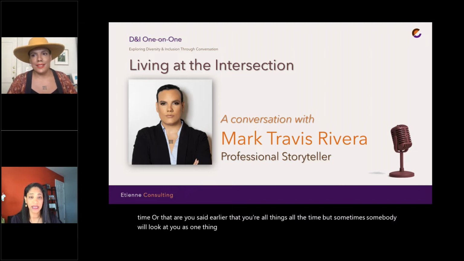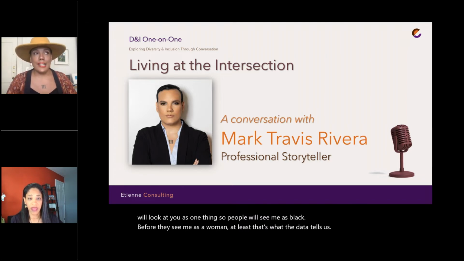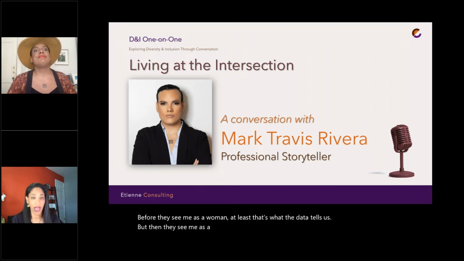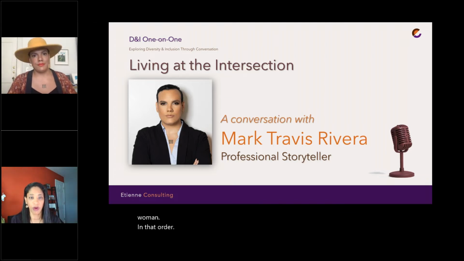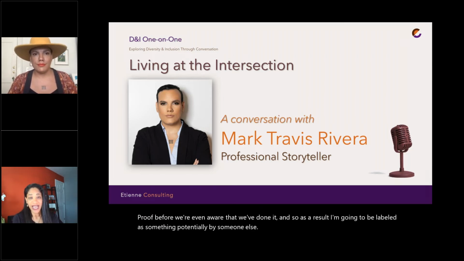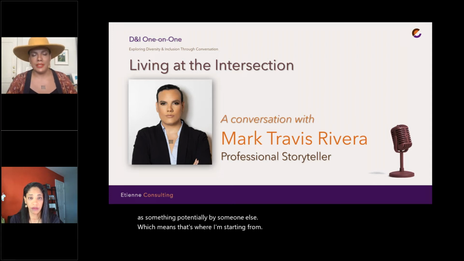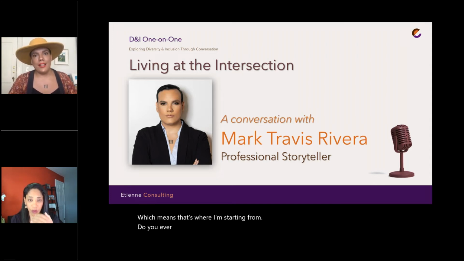So people will see me as Black before they see me as a woman. At least that's what the data tells us. And then they see me as a Black woman after that. But it's first Black, then woman, then Black woman, in that order, before we're even aware that we've done it. And so as a result, I'm going to be labeled as something potentially by someone else, which means that's where I'm starting from. Do you ever approach somebody with the starting position of your own? That's where I guess I'm going with that.